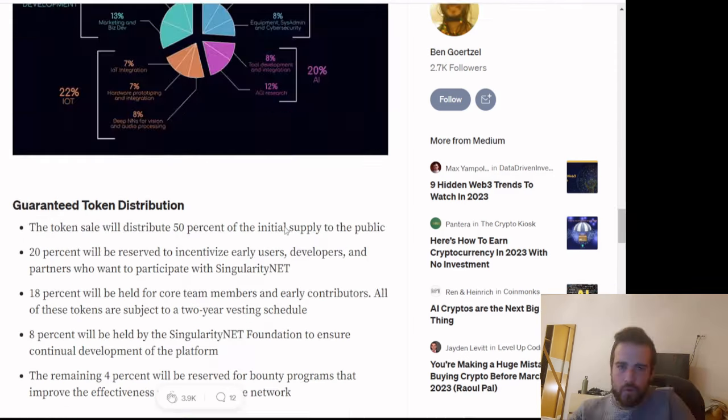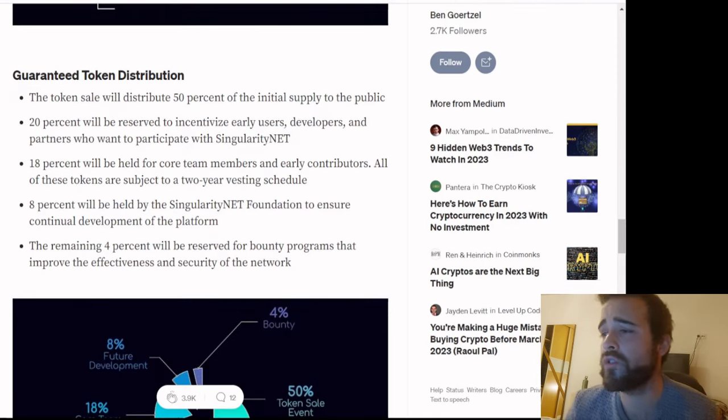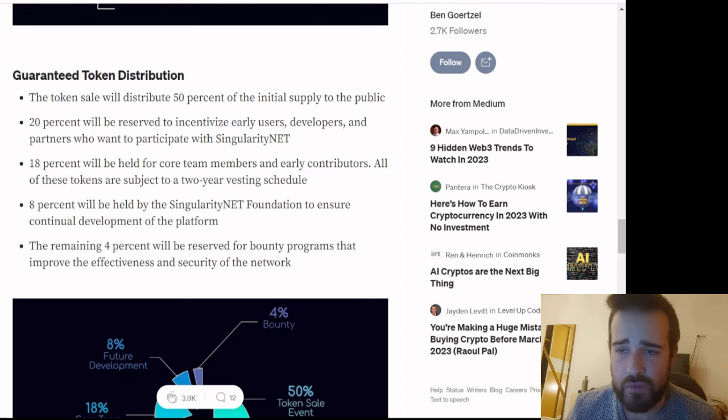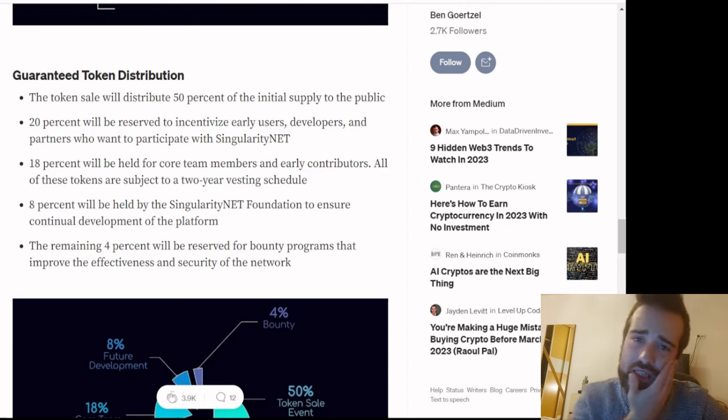So first of all, the total supply and maximum supply of the AGI token would be 1 billion AGI tokens, okay? And in this case, half of that amount, 50%, as you can see here, would be distributed to the public in an initial supply, I think it was an ICO, initial coin offering, at the time, okay? Besides that, we can see the rest of the distribution of the token, with 20% reserved to incentivize early users of the platform.